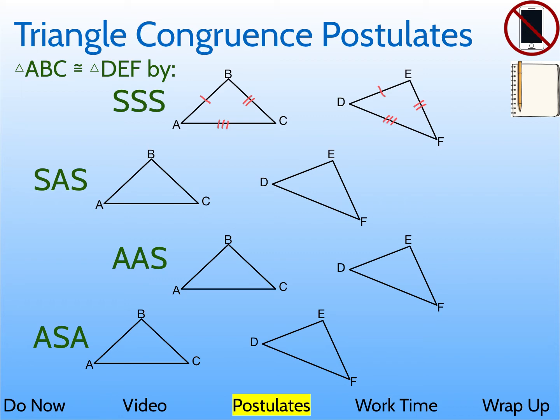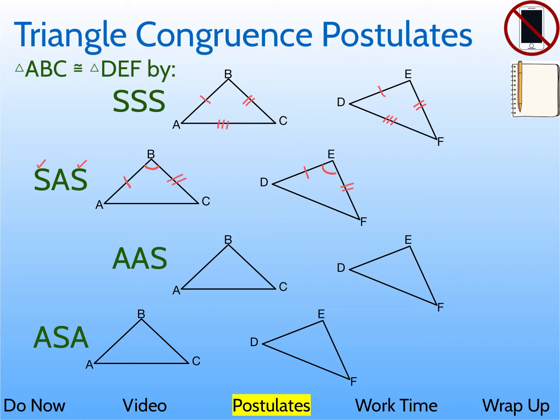Now, side, angle, side. The key with this is you have two sides and the angle that's in between those sides. So let's start with a couple of sides. Let's go with AB is congruent to DE, and BC is congruent to EF. Now, there's two sides, check, check. Now we need the angle, but specifically we need the angle in between these two sides, the angle formed by these two sides. So in this case, it would have to be angle B is congruent to angle E. And then that right there is enough to show you that triangle ABC is congruent to triangle DEF.